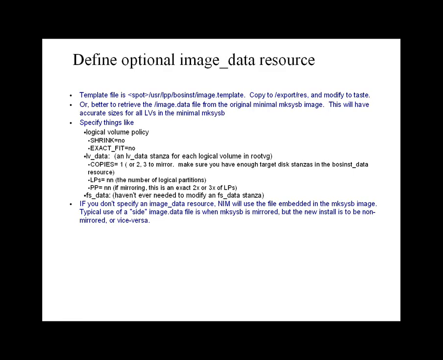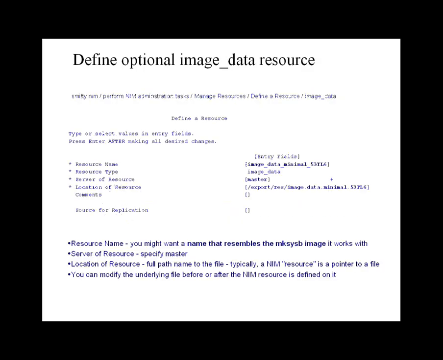So, you know, in every lv_data stanza you'll have copies. If copies equal 2, then PP will be 2 times the number of LPs in each of those stanzas. So you can take them back and forth that way. You can edit the file and make changes. But I rarely use this one. Again, get the file edited just as you want it, define it as a NIM resource. SMIT nim, perform, manage, define, and so forth.